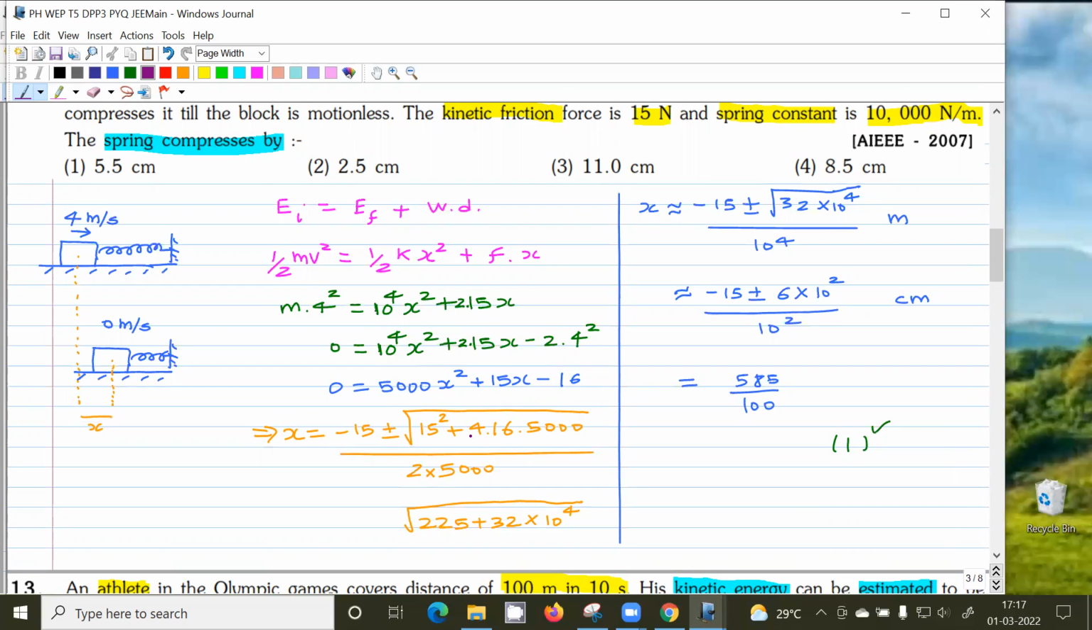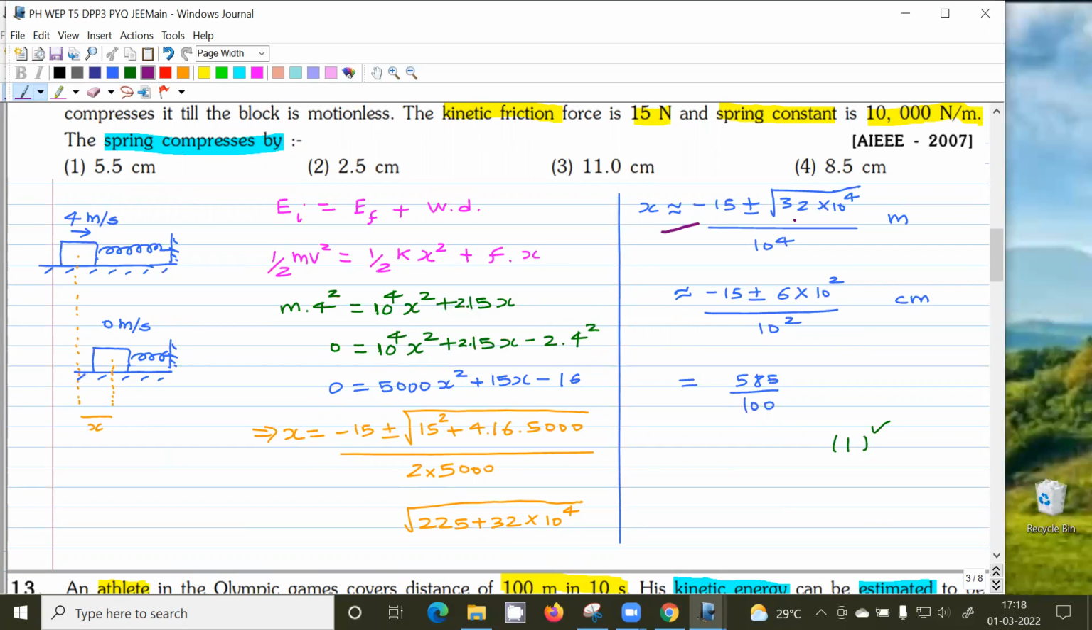Yeah, b square, 15 square, minus 4 AC, that will become plus. Okay, so how to take out square terms? So it will be 225, and this 32 into 10 raised to 4. Here the approximation is there. This 225 we can neglect because the other term is 10 raised to 4, no? This is 225.